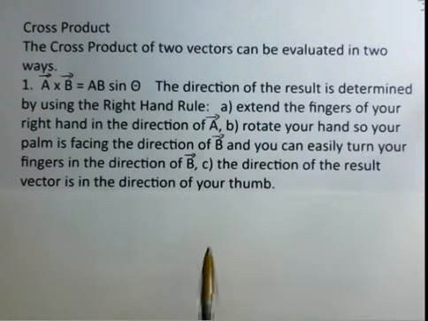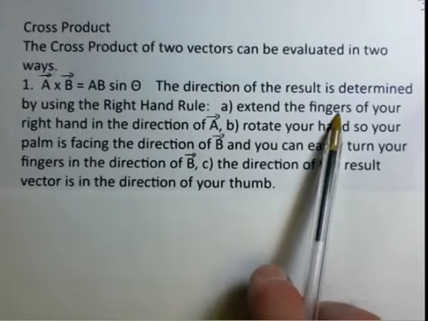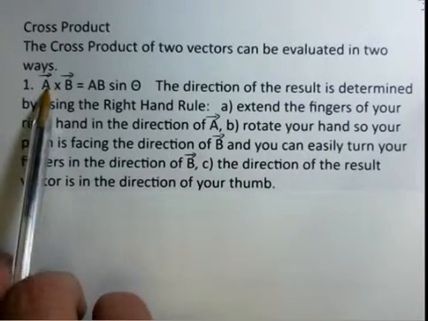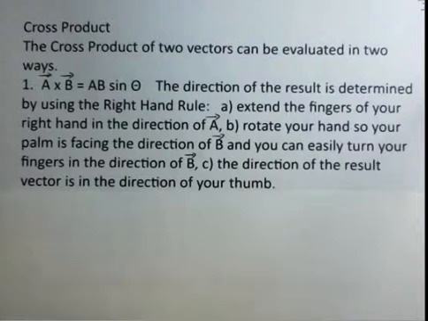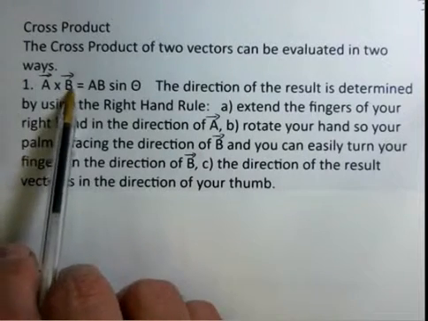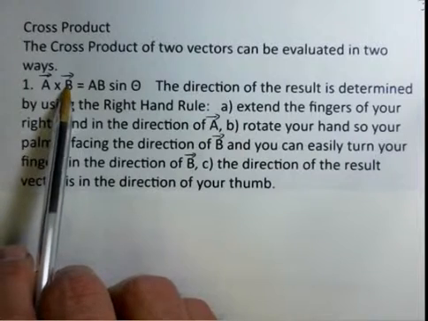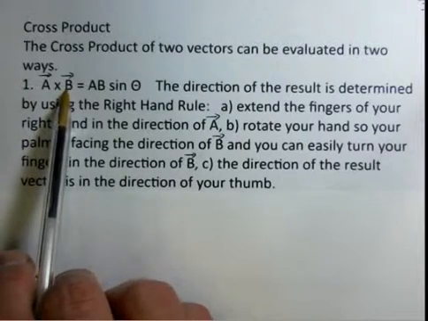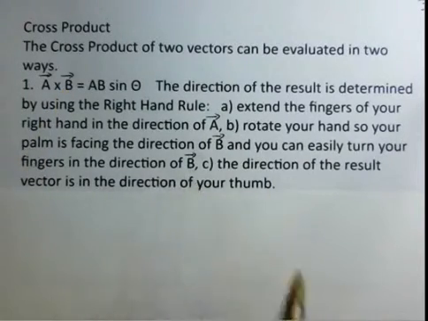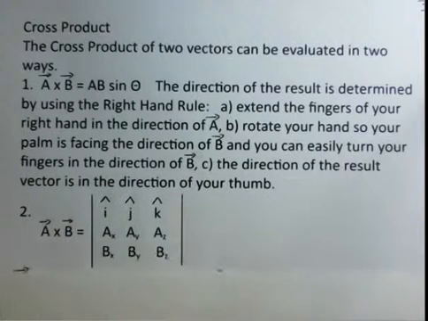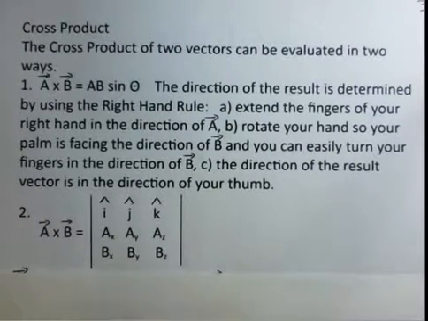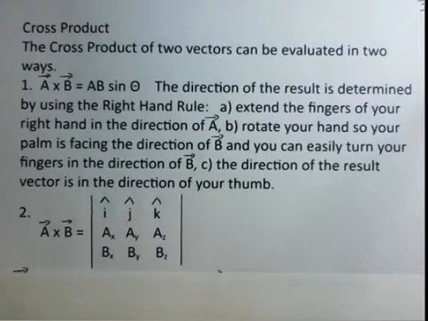So right-hand rule, 3 steps. Fingers of your right hand go in the direction of the first vector. You rotate your hand so your palm faces the direction of the second vector, and you can bend your fingers easily into the direction of the second vector. Then your thumb gives you the direction of the result. So I'm using the same two vectors in the example down below, but first the second definition.